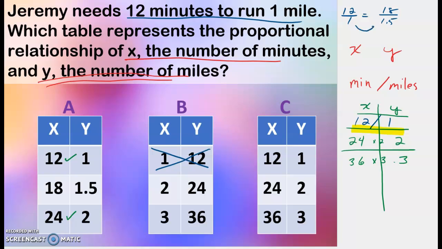So on the bottom we multiply. 1 times 1.5 is 1.5. So 12 times 1.5 gives us 18. So that's correct. So this is correct and A is an answer. Now on C, 12 to 1 is correct, 24 to 2, and 36 to 3. So C is also your answer.